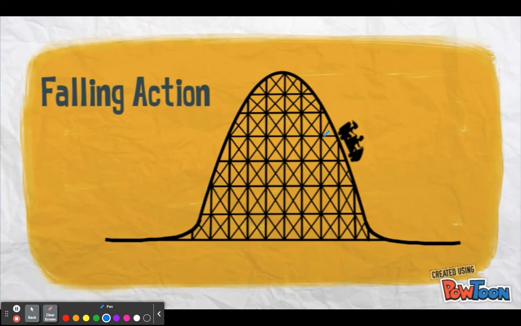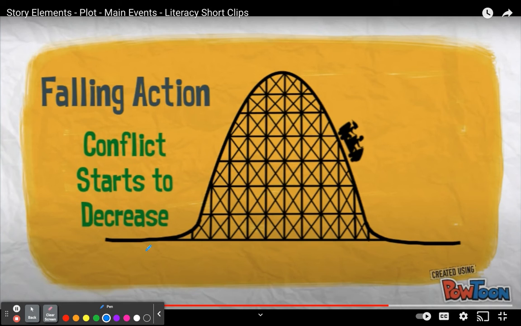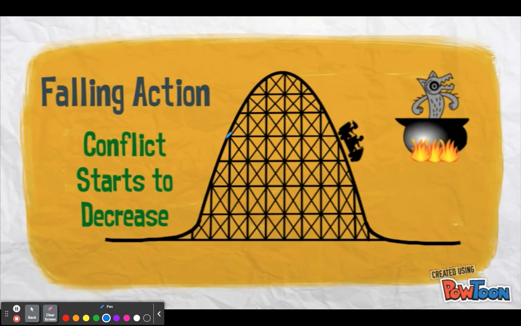It occurs right after the climax. The tension from the conflict starts to decrease, and the story events wind down or settle toward an end. Sorry, I said resolution. I meant falling action, and then the resolution is over here. The falling action in The Three Little Pigs is when the wolf lands in the hot soup pot and gets burned.